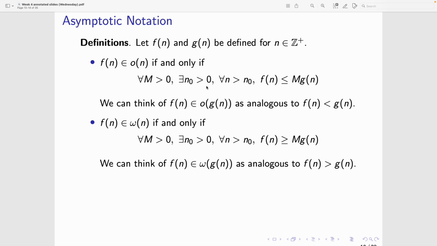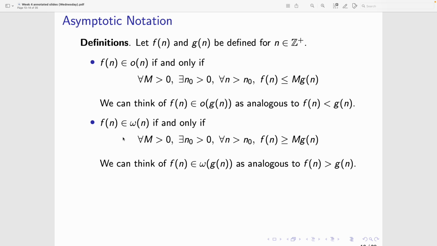So before, we knew that there existed some constant multiple that we could multiply g by, and then f will eventually be smaller than that. Now, we're making a much stronger statement, which is basically that no matter what constant you multiply g by, f will always eventually be smaller.